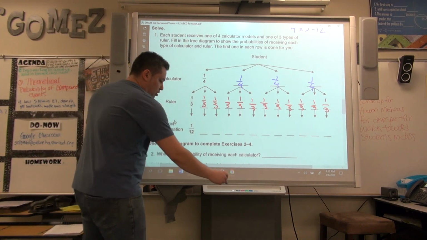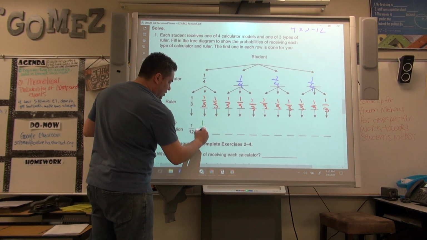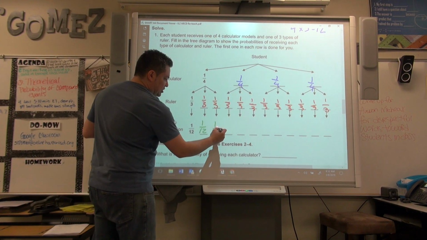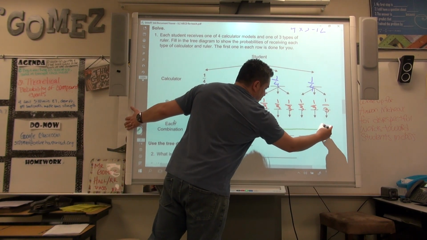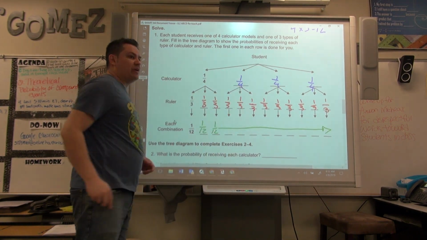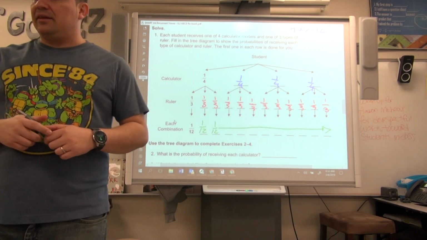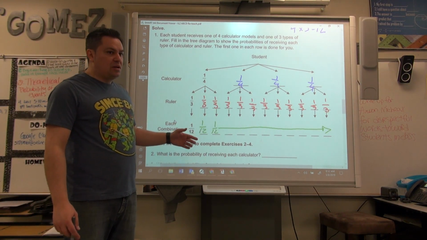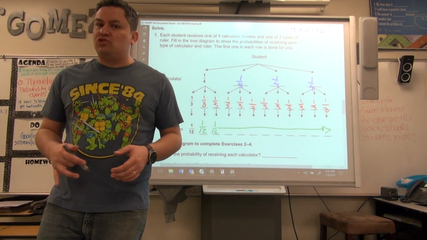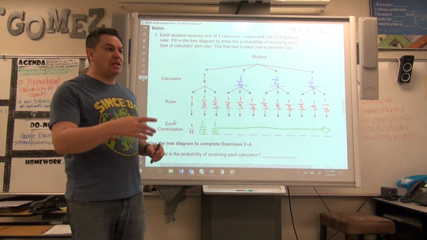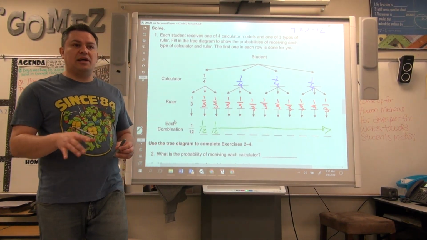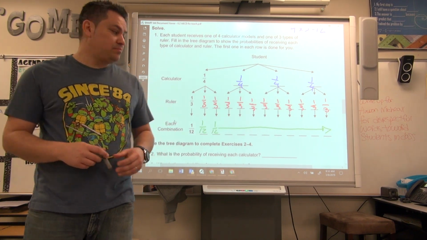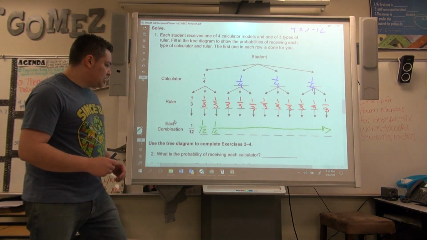So, all we're doing is filling this up. 1/12. And for this one, yes, I'm just going to write it like that. That means 1/12 expands all across that. So it says each combination is a 12th possibility, 1 out of 12 chances of you getting the 4 different types of calculators and the 3 different types of rulers. That's all it is. So let's see.